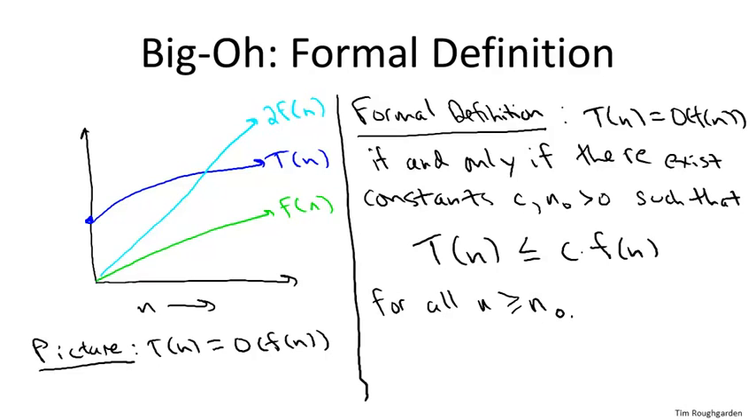So going back to the picture, what are c and n naught? Well, c of course is just going to be 2, and n naught is the crossing point. If we look at where 2f(n) and T(n) cross, and then we drop down to the axis, this would be the relevant value of n naught in this picture. So that's the formal definition. The way to prove that something's big O of f(n), you exhibit these two constants, c and n naught, and it better be the case that for all n at least n naught, c times f(n) upper bounds T(n).